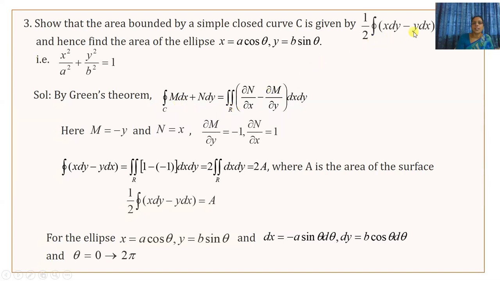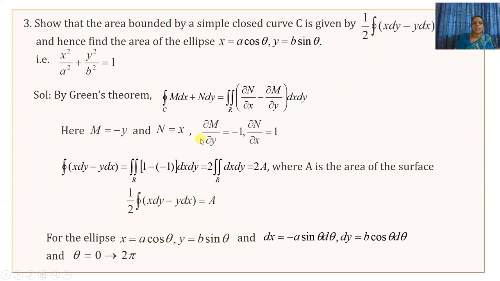Comparing the given integral with integral M dx plus N dy, because this is of the form M dx plus N dy, we take M as minus y and N as x. Therefore, ∂M/∂y is minus 1 and ∂N/∂x is 1.